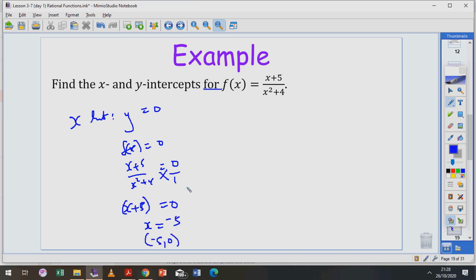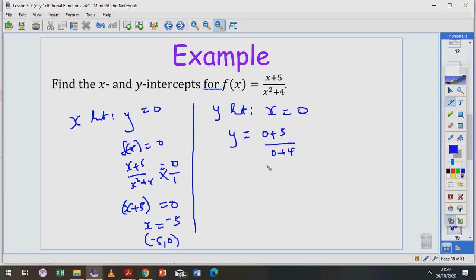Write it as the point (-5, 0). The y-intercept, again, the definition does not change. It's the value at which x equals 0. It's where the graph cuts the y-axis, and at that point the x value is equal to 0. So to find the y-intercept, I will just set x equals 0 in this equation.